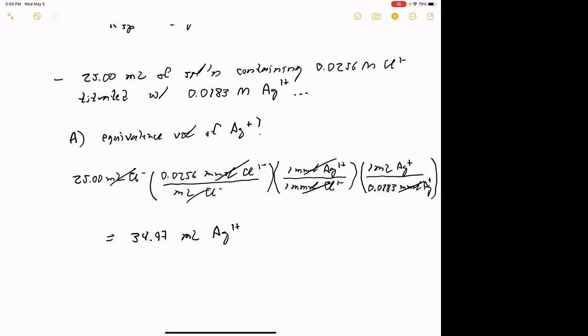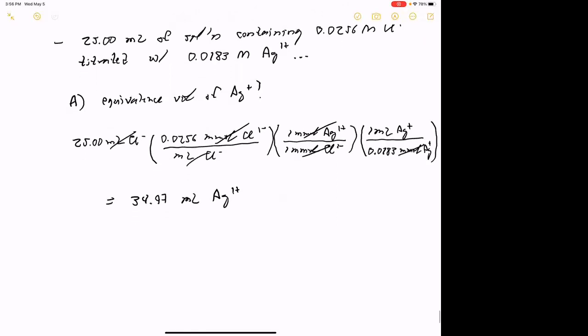All right, so that's my equivalence volume. That's going to be the volume of silver ion I've got to put into the solution to get to the equivalence point. In other words, to react with all of the chloride that's actually in there to begin with. Okay, is that okay with everybody? We've done tons of calculations like that before, so that shouldn't look new to anybody.